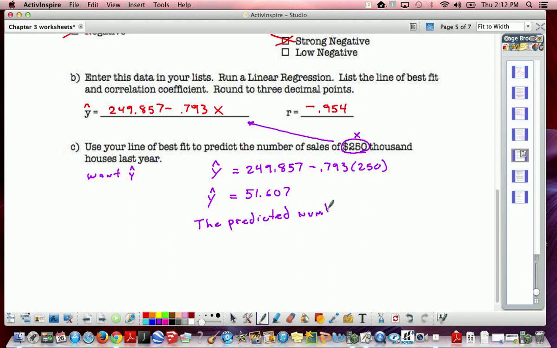What that actually means is the predicted number of sales of new houses this year will be 51.607.